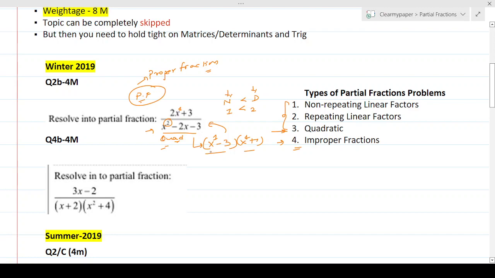So this is non-repeating linear. That means it belongs to type 1. So this problem belongs to type 1. Okay, let's go to the next problem.